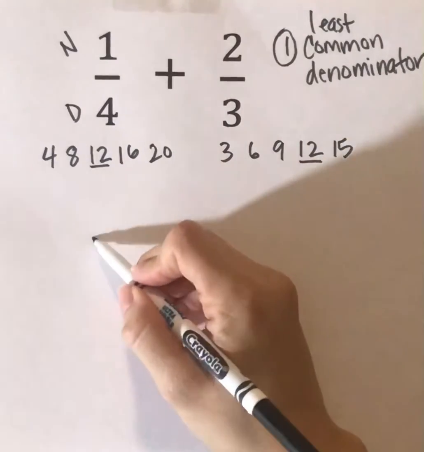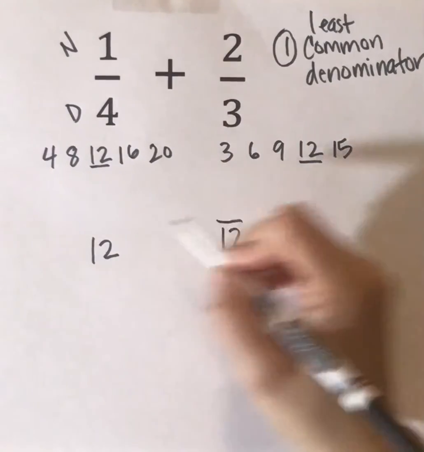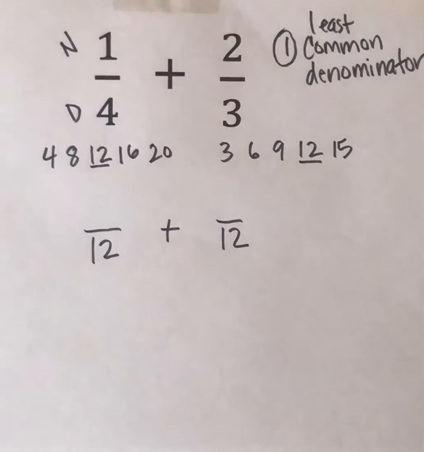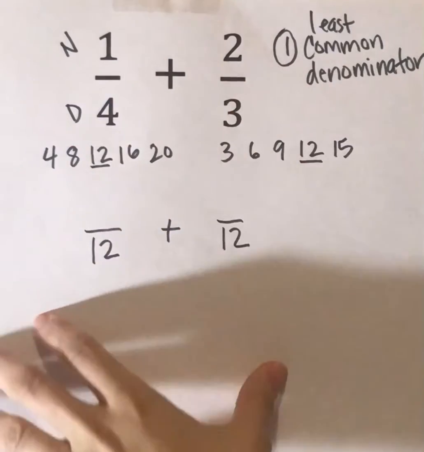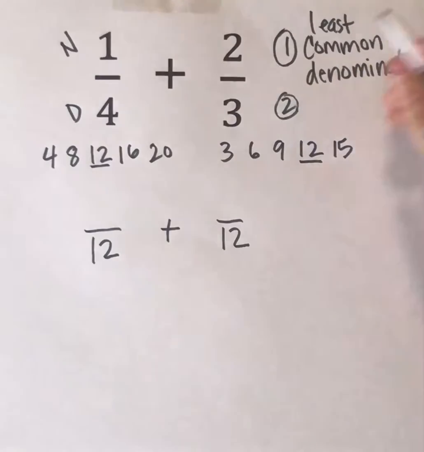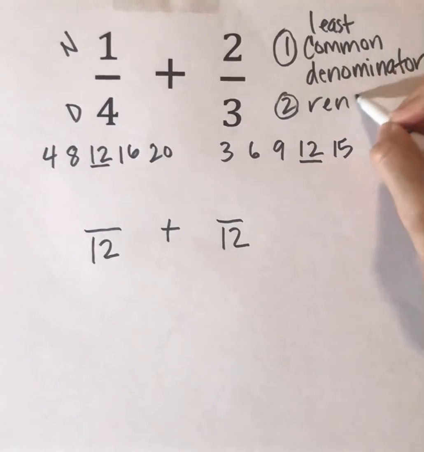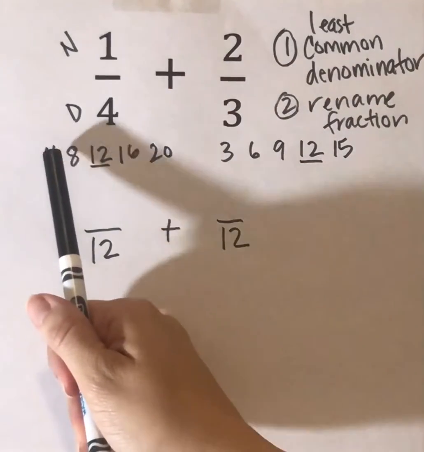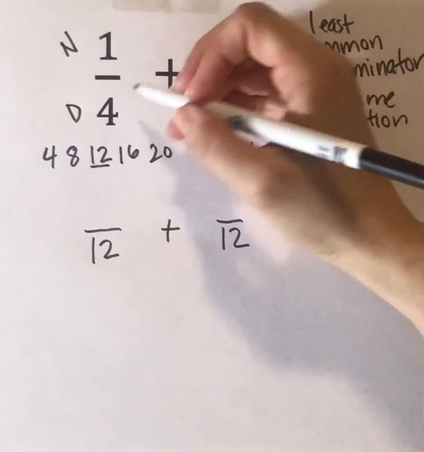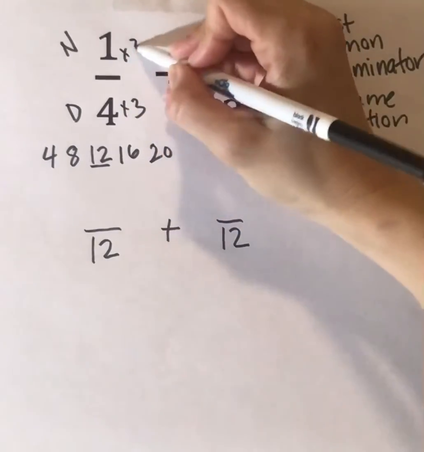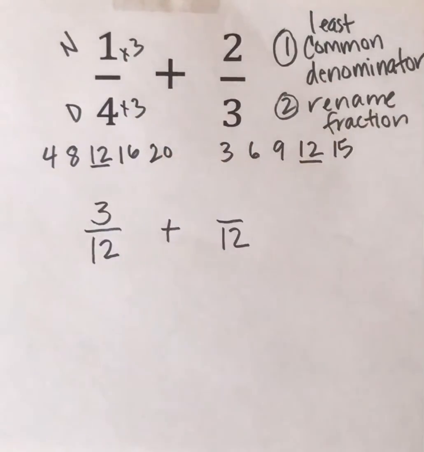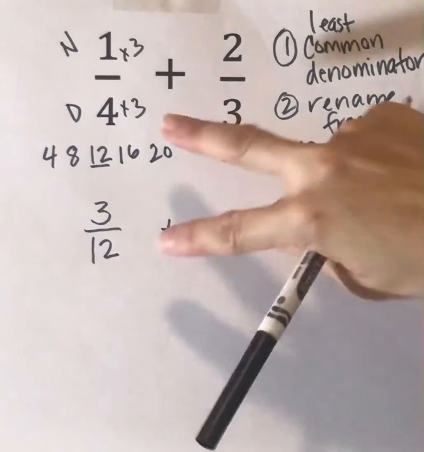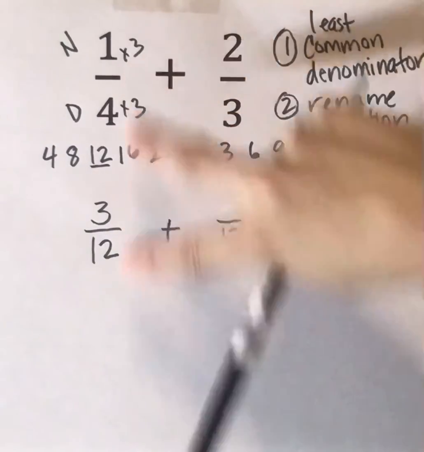So we're going to use that number as our denominator. To do that, we're going to put 12s here. And then the next step is to rename the fractions so that they're equal, okay? The way that we do that is we use multiplication. As you can see, 4 times 3 gives you 12. So I'm going to times this by 3 and times that by 3. And now that becomes 3/12. These are called equivalent fractions.